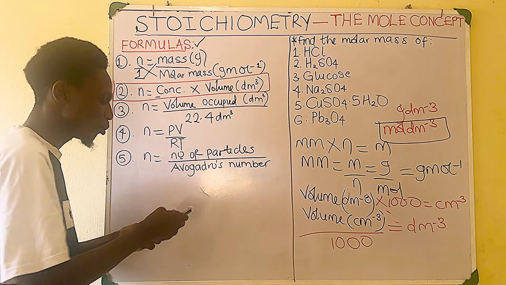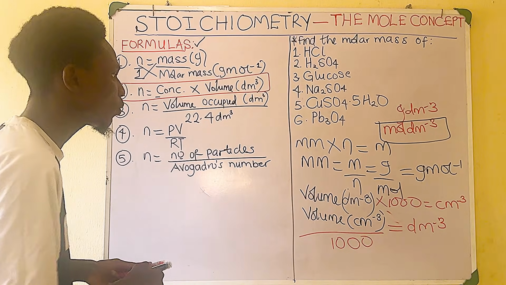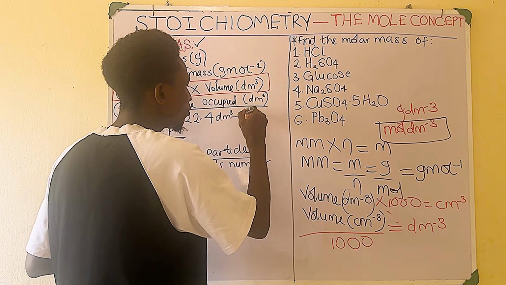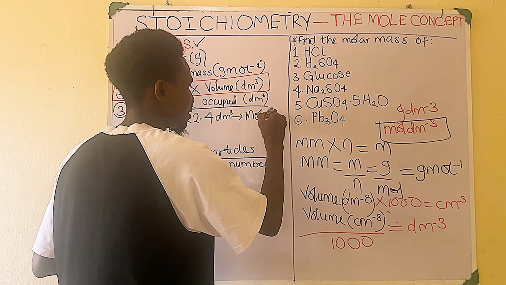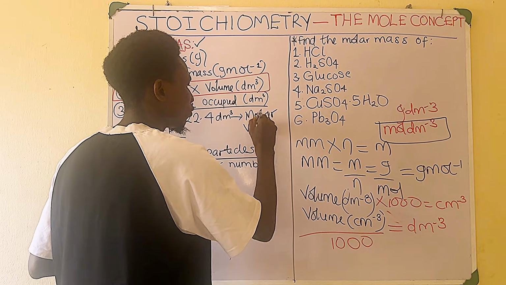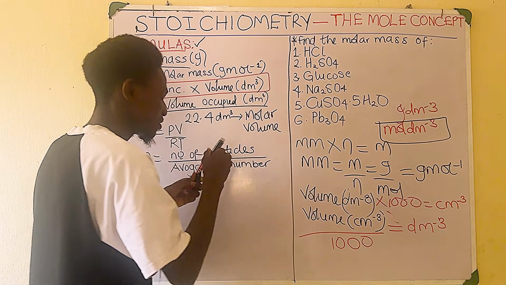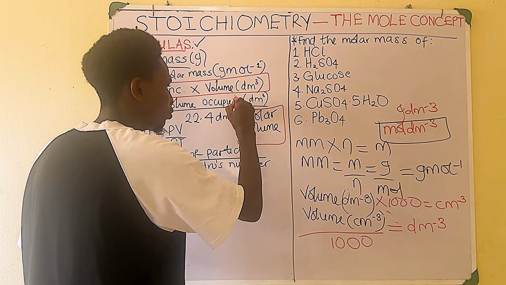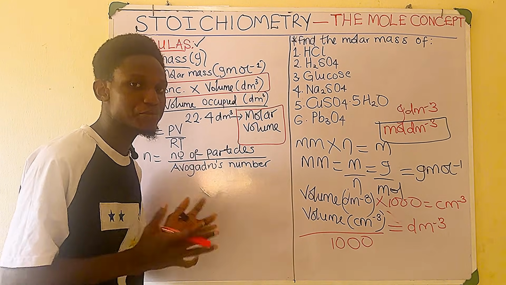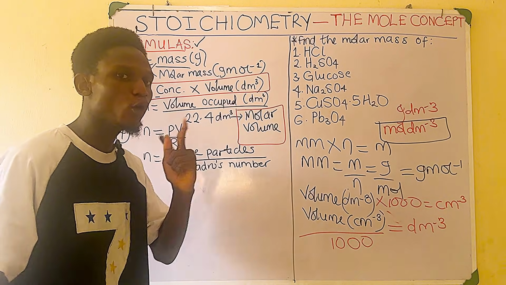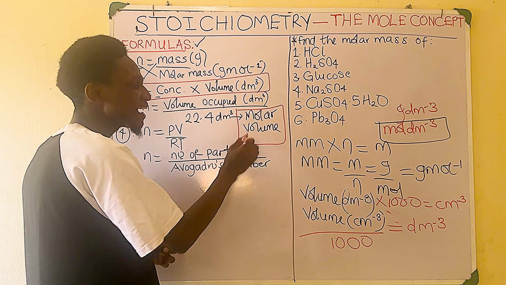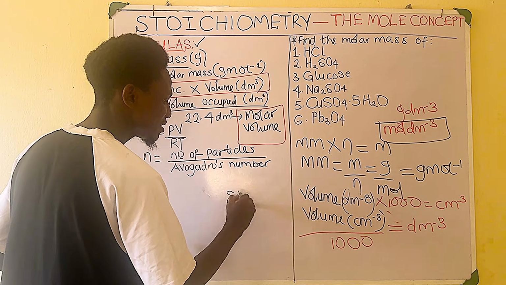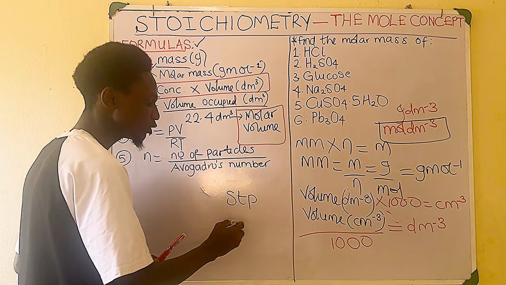Now, this 22.4 dm cube, in case they ask you a word question, what is this 22.4 dm cube? It is the molar volume of a gas. It is a constant. Molar volume. Please take note of these things. This molar volume, according to chemistry, is the volume that 1 mole of a gas occupies at STP, standard temperature and pressure.